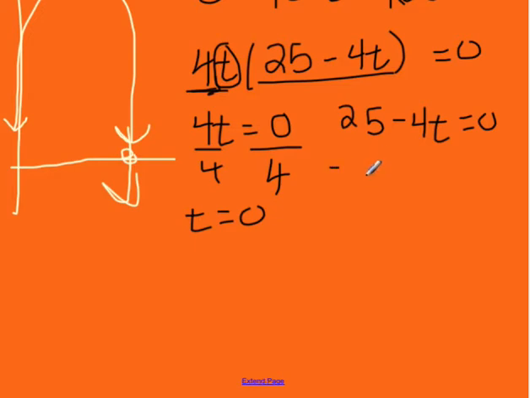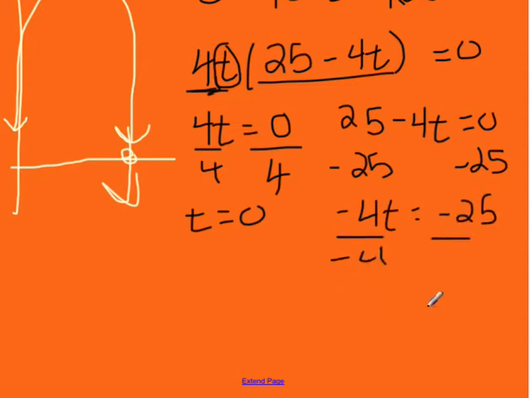I'm going to start by subtracting 25 from both sides. So then I get negative 4t is equal to negative 25. Then I'm going to divide both sides by negative 4, and I get that t is equal to 6.25. And I want to label that seconds. So technically this one over here is labeled seconds as well.